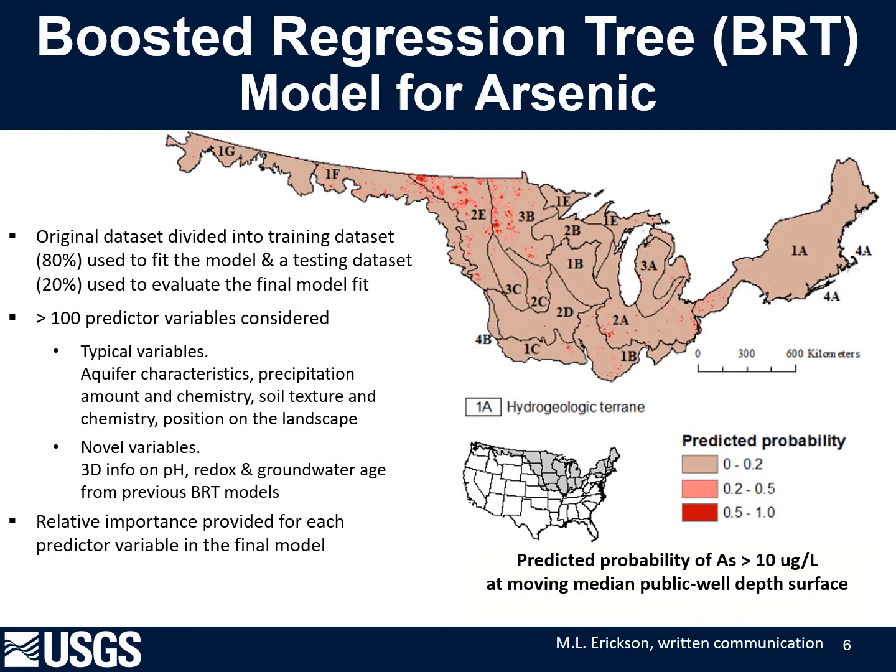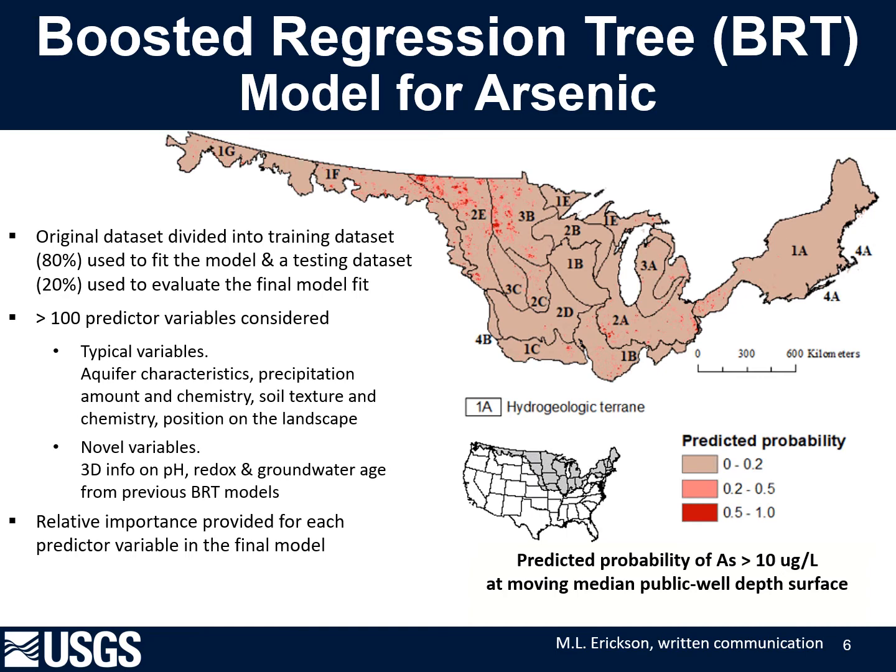So the first model we're going to look at is the arsenic model. I'm going to walk you through some of the steps. I won't repeat those every time we look at additional models. The original data set, that's the water quality data, is divided into a training data set used to fit the model and a testing data set used to evaluate the final model.